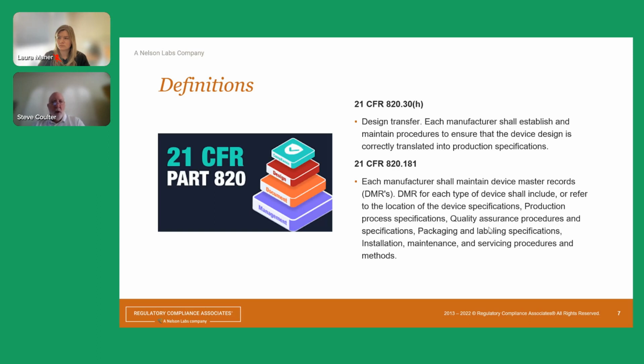And then 820.181 are your manufacturing controls. And in there they say you shall establish and maintain master records. So these are two of the things you have to do. You start with design controls, and then you turn this into manufacturing controls. And this all falls under the 820 series, the quality system regulations.